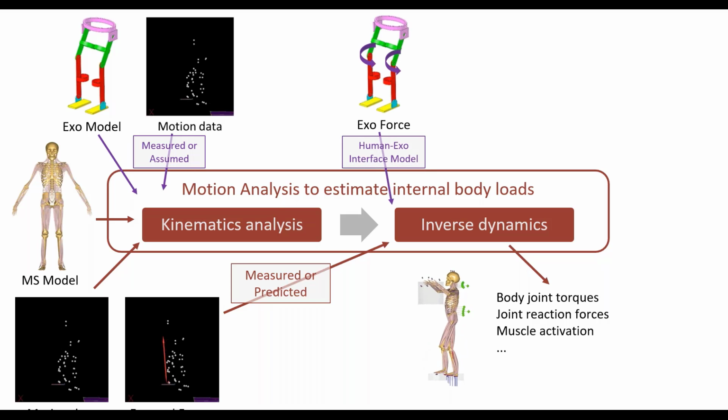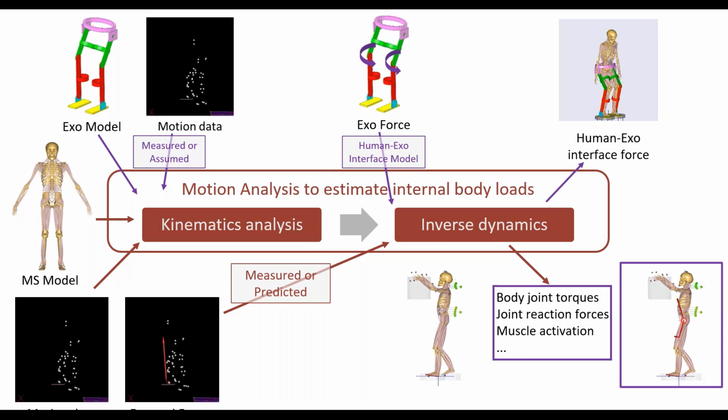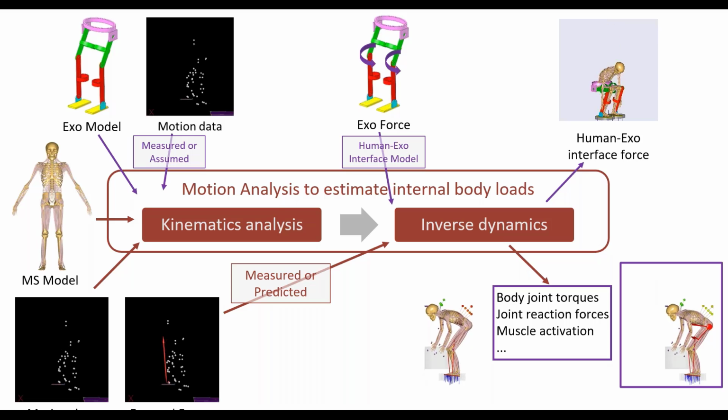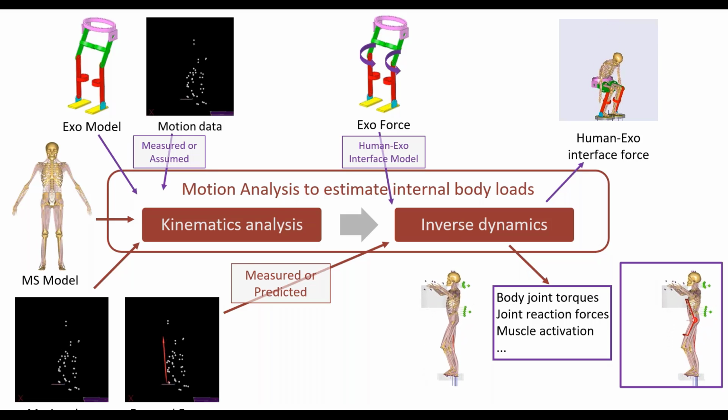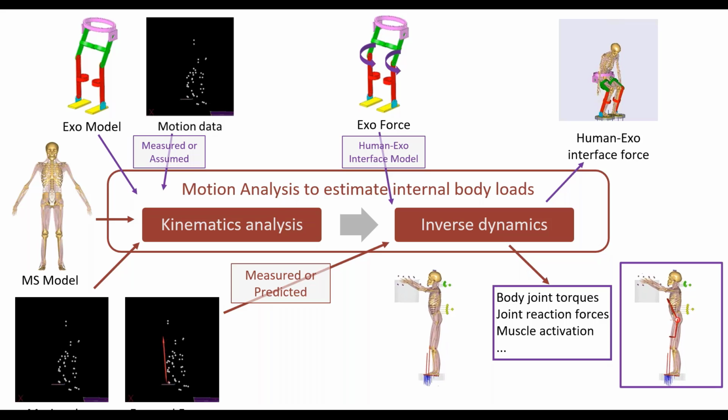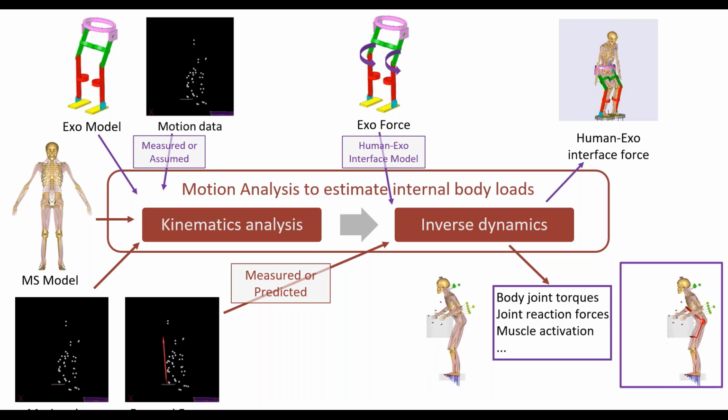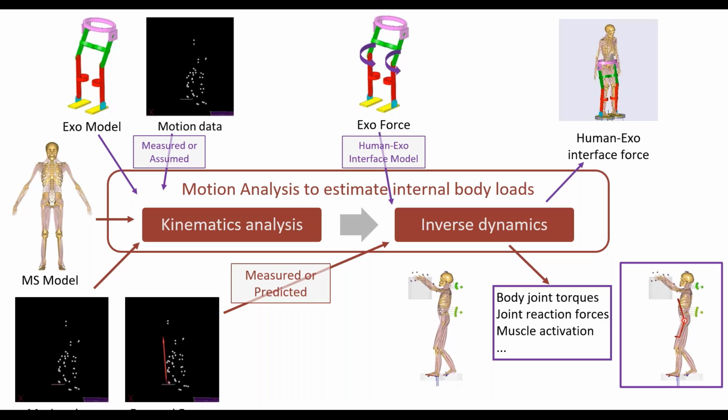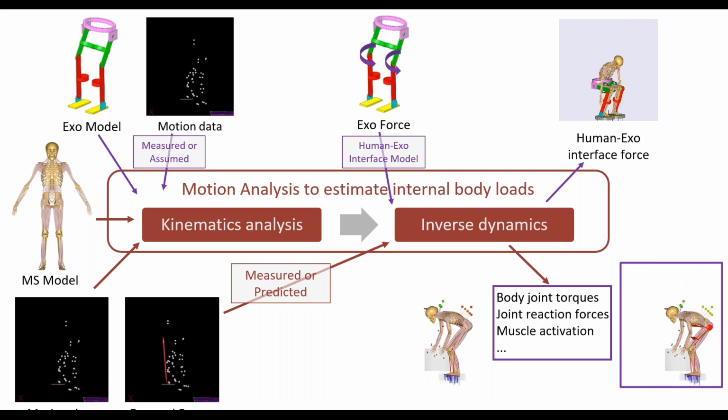Then for inverse dynamics analysis, you're interested in the assistive force or torque coming from the exoskeleton. You must also think about an interface model that allows an exchange of force between the human and the exoskeleton model. After the inverse dynamics analysis, you should normally be able to see how the exoskeleton is affecting your internal body loads, so changes in muscle activation, joint reaction forces, and so on, and maybe also some estimate of the human-exoskeleton interface force.